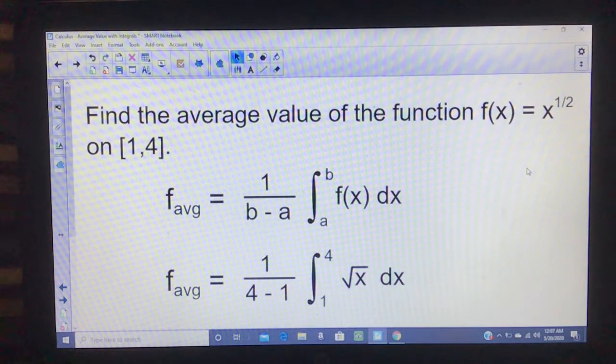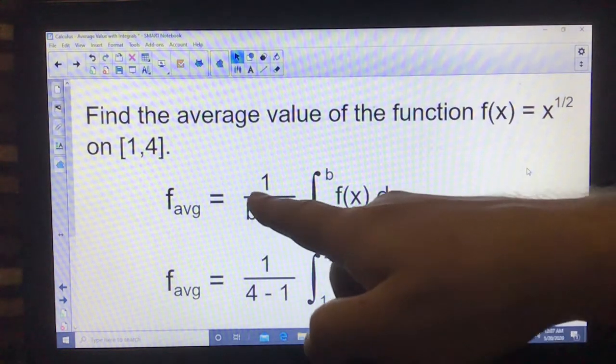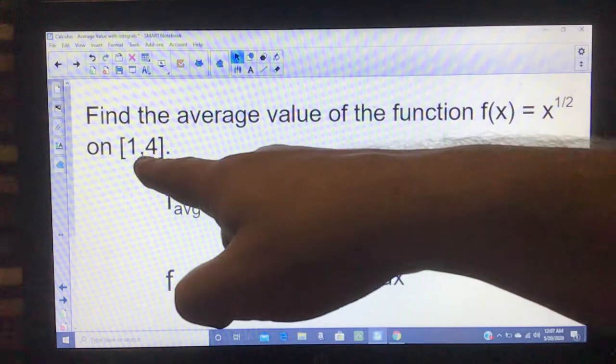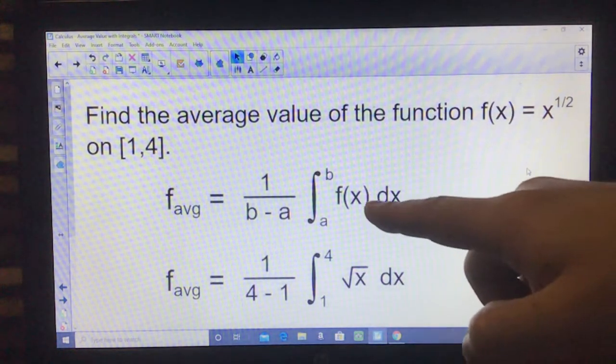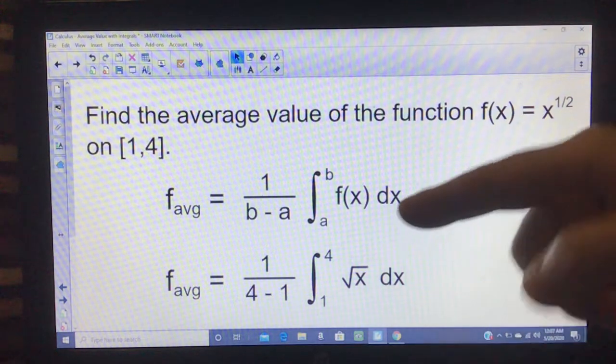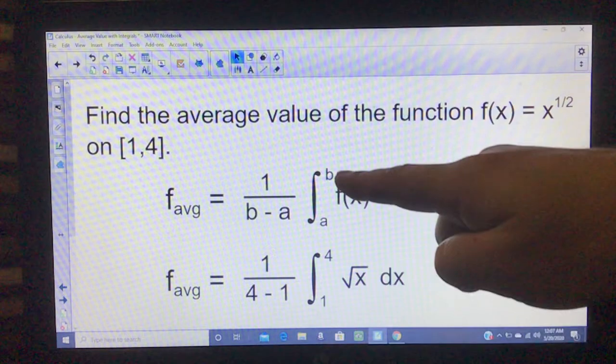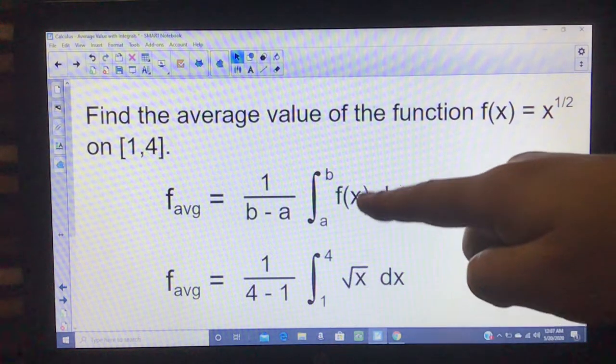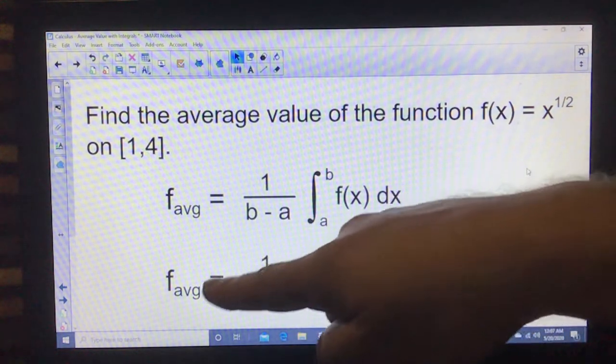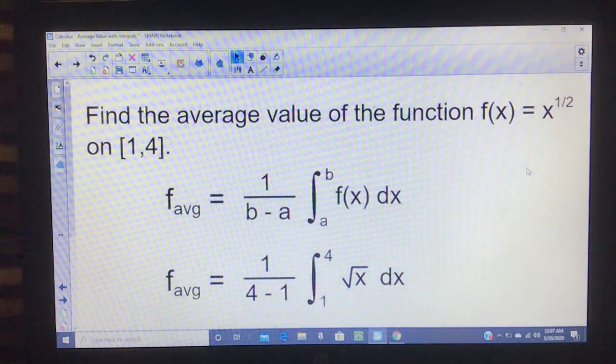So instead of trying to guess what it is, here's how we calculate. What is the average output of the square root function on that interval? Well, here's the formula. You just need to know what b and a are. There's your a and there's your b. And you just need to know what the function is, so it's the square root function. So I just plug these things in. B is 4, A is 1. Same thing here. B is 4, A is 1. And the function I'm talking about is the square root function. This gives me the average value.